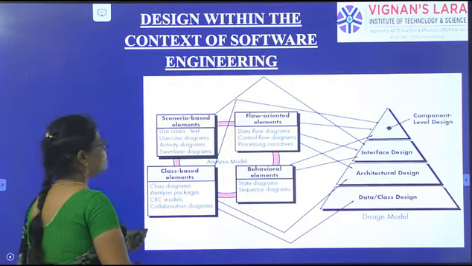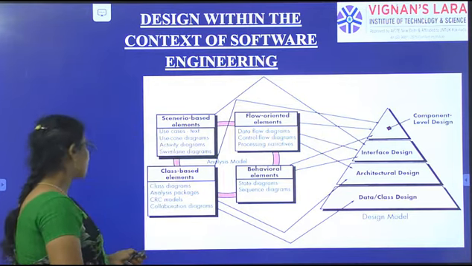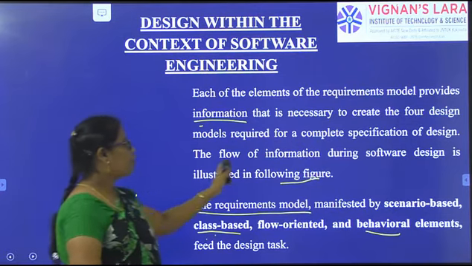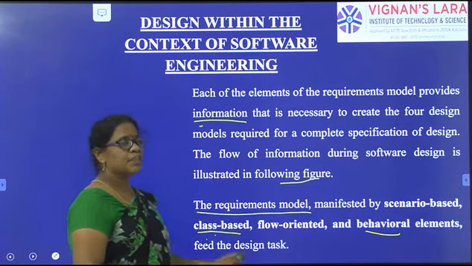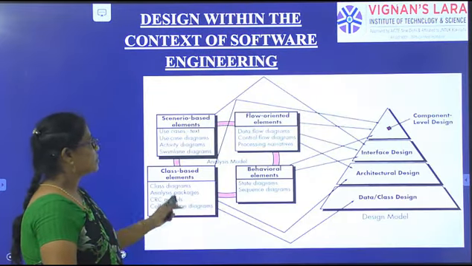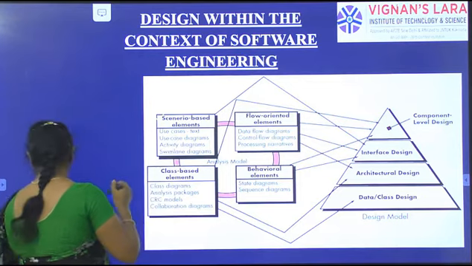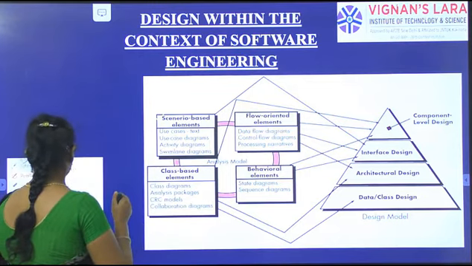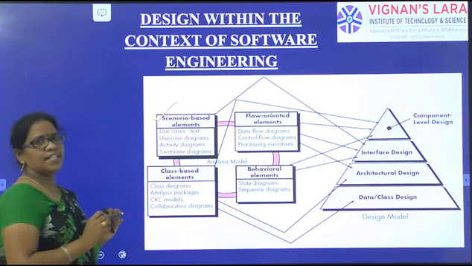So this is the diagram. Previously I said there is one diagram. The flow of information during software design is illustrated in the following figure. So the diagram is this. First one is the scenario-based elements. So what are the scenario-based elements?